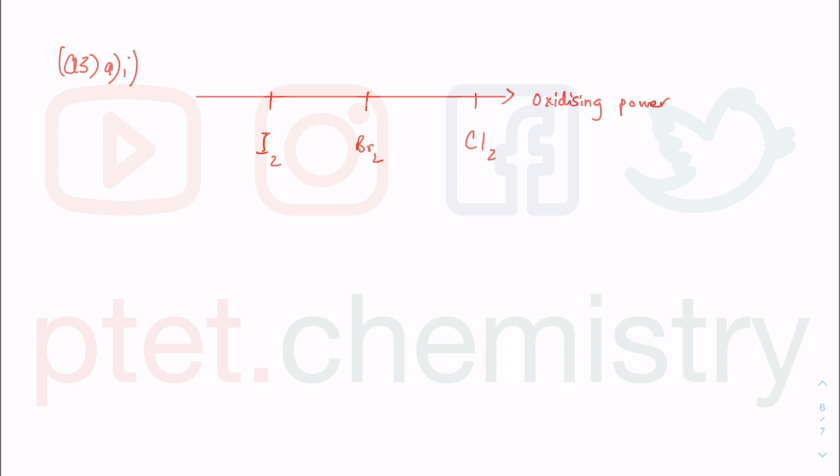In reality, fluorine, which is above chlorine, will be an even stronger oxidizing agent, but your group 17 curriculum just says from chlorine to bromine to iodine. Where does concentrated sulfuric acid lie? Concentrated sulfuric acid will lie as an oxidizing agent somewhere in between that of chlorine and bromine. What I can say is I don't know the exact position.